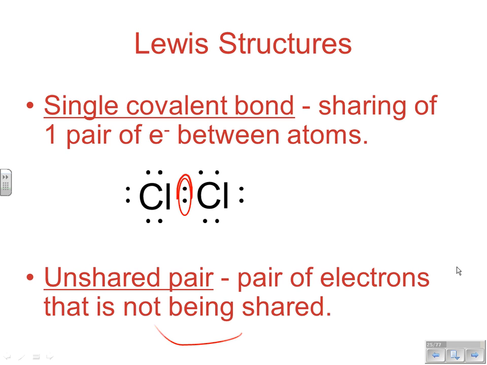Now you can also see around each chlorine atom you've got unshared pairs like this one right here. So each chlorine atom really has 3 unshared pairs and then the 1 shared pair in between.